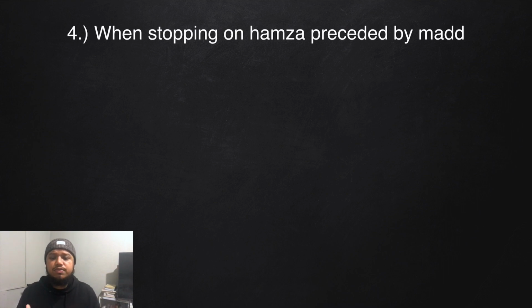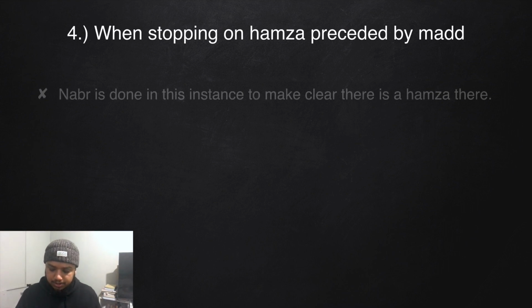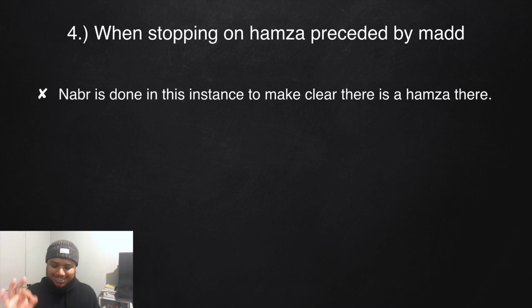Likewise with the hamza, it's very easy to not pronounce the hamza, and then whoever's listening will not know that there is a hamza there. So nabr is done in this instance to make clear that there is a hamza there. So whenever we stop on a hamza preceded by a med, or another way to look at it, whenever we have a med followed by a hamza which we are stopping on, we do nabr. We make it clear that there is a hamza there.